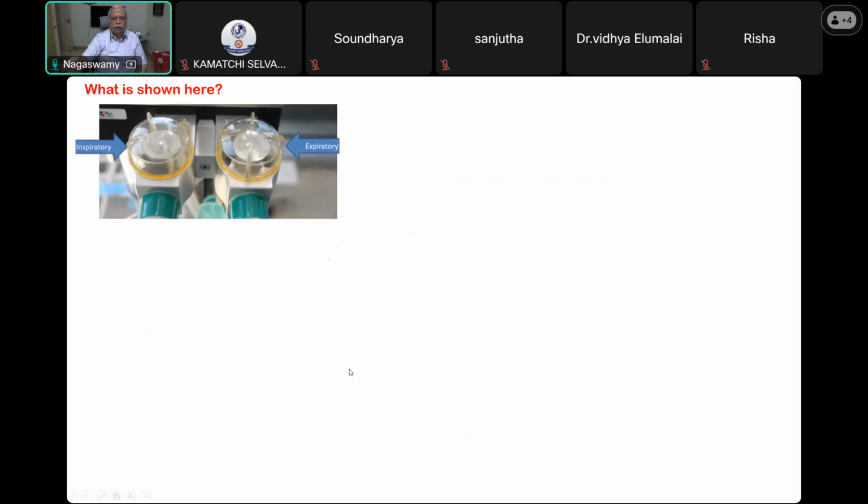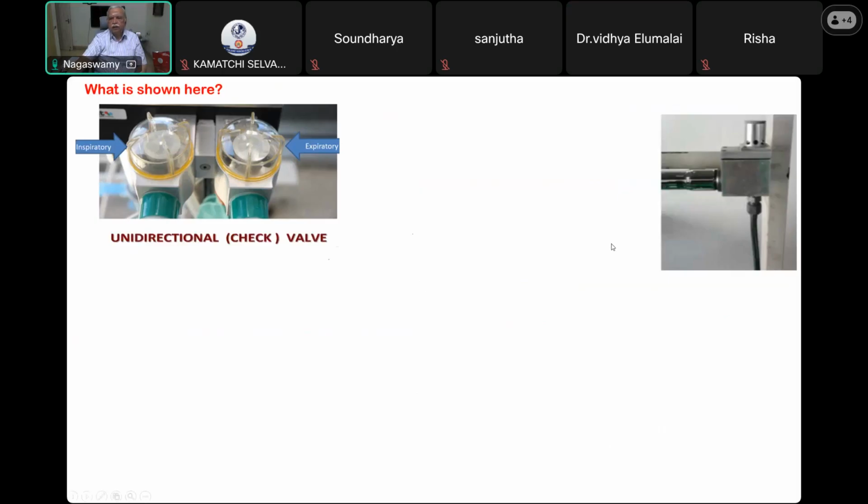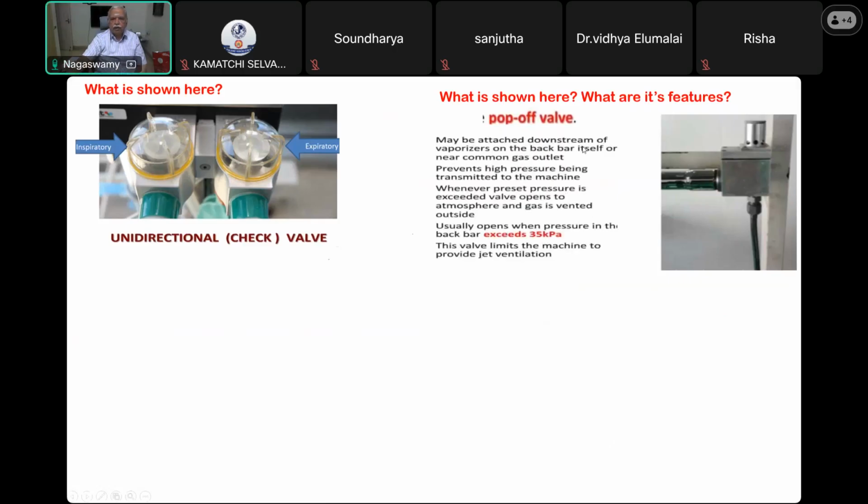Now, what is shown here? Inspiratory valve and the expiratory valve. Unidirectional valve, okay, unidirectional or check valve, which is usually present in the circle system attachment. What is seen here? Pressure relief. This is the pressure release valve in some of the older machines. It is also called the pop-off valve, and it may be attached downstream of the vaporizer on the back bar in older machines.